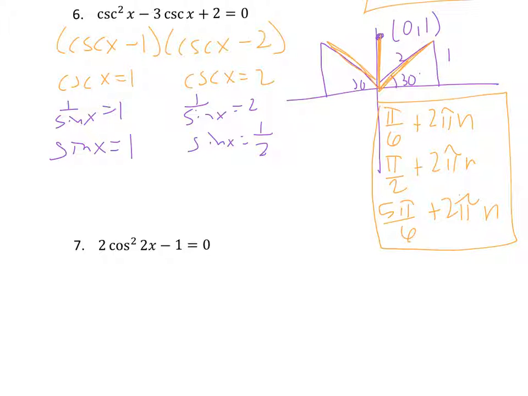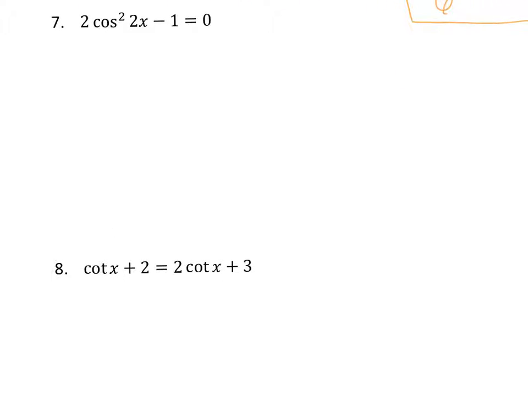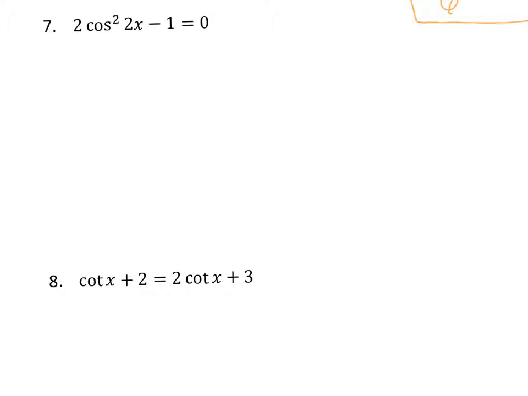Question number 7. So this one looks like I have multiple angles here because I have a 2x. So I can solve for cosine 2x first. Cosine squared 2x would be equal to 1/2. So cosine 2x would be equal to plus or minus 1 over the square root of 2, because you have to take your square root in order to get rid of that squared.